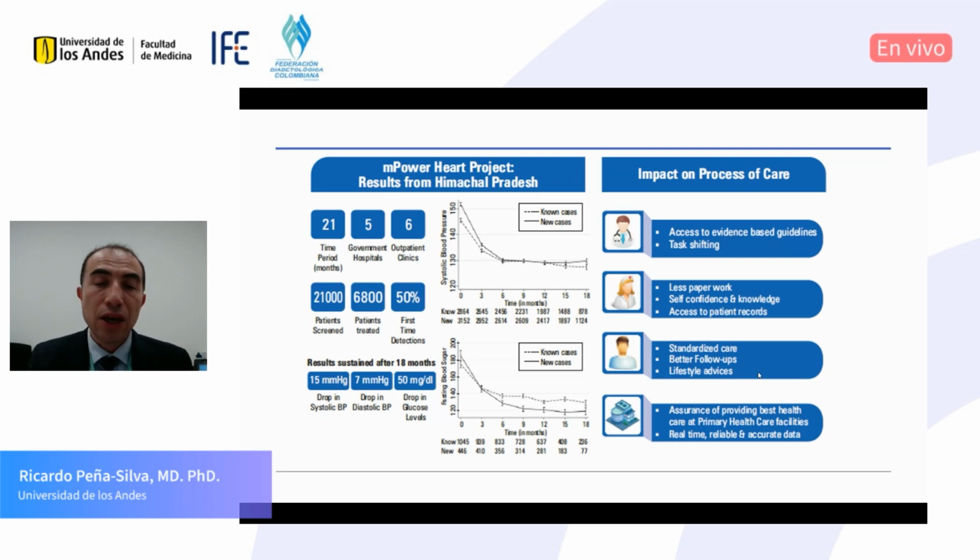And here they show the impact of this program. Using this system in the province of Himachal Pradesh, they found that after 18 months, there was a sustained drop in systolic blood pressure, diastolic blood pressure, and a drop in the glucose levels in the patients that received care supported by this mobile health intervention.